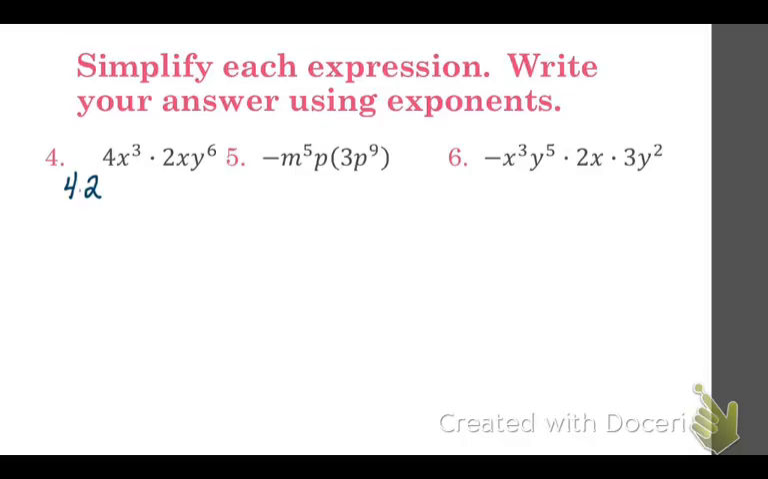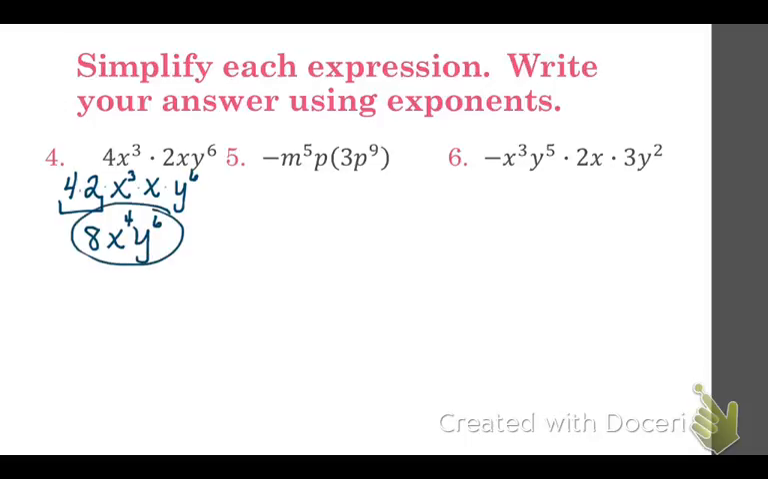So in number 4, I'm going to rewrite this by the commutative property since it's all held together by multiplication. And I put my coefficients first. 4 times 2 is 8. Then I keep my base with the x's and add my exponents, so x to the 4th and then y to the 6th.